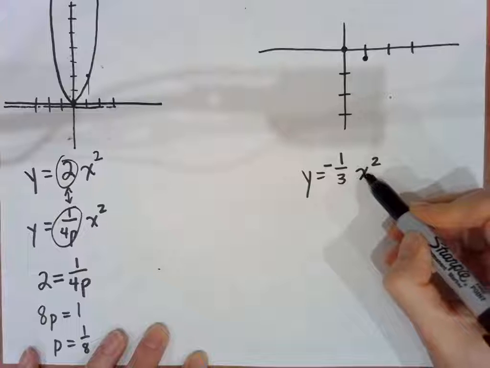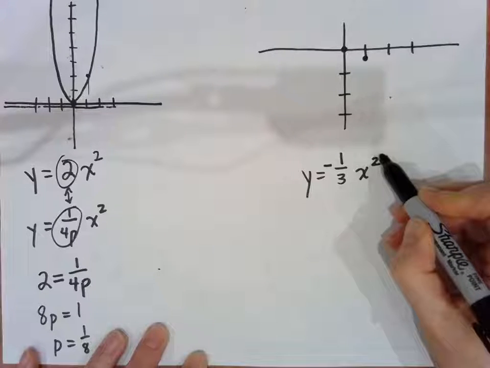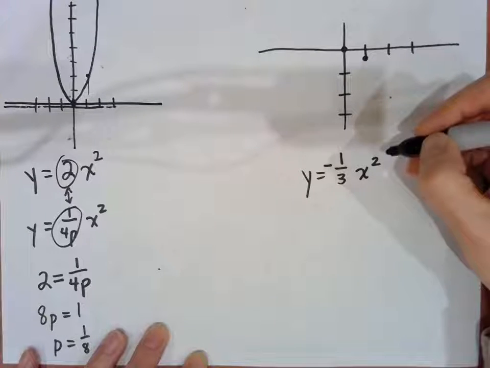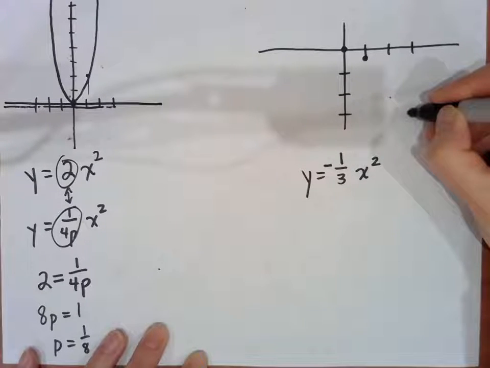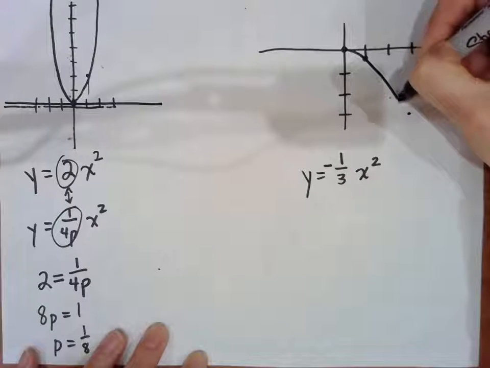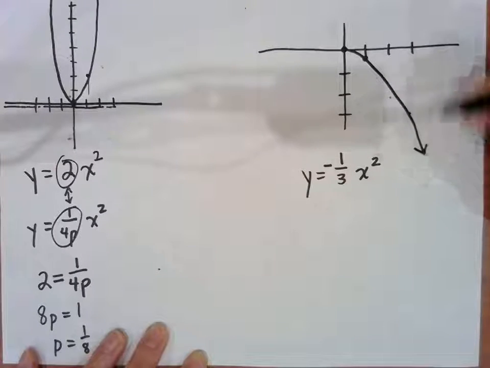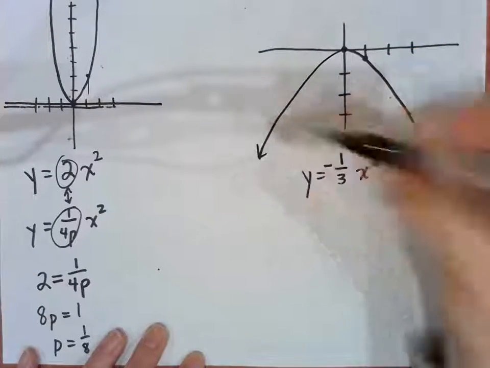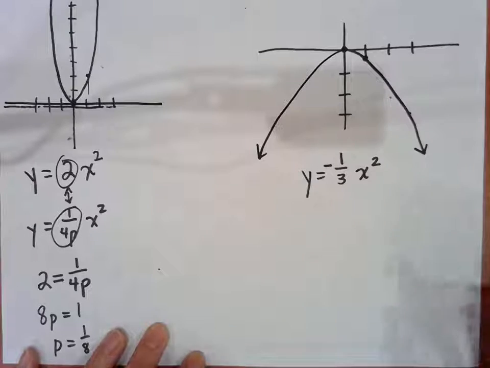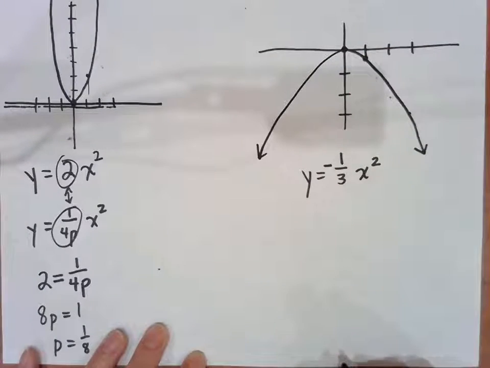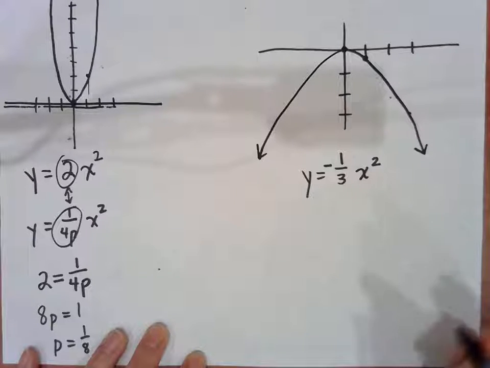If we put in 3, well, 3 squared is 9. So a third of that is going to be down at negative 3. So we're down here. And so our parabola looks like that. Not perfect. Needs a little more curve in there, but it's okay. All right, so again, where is our focus and where is our directrix?